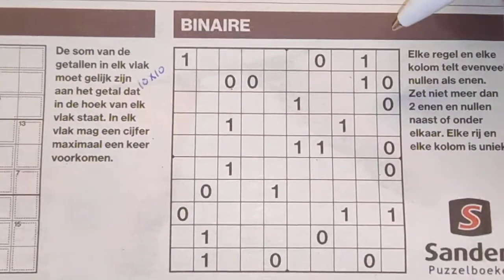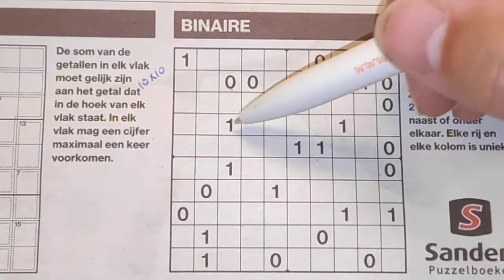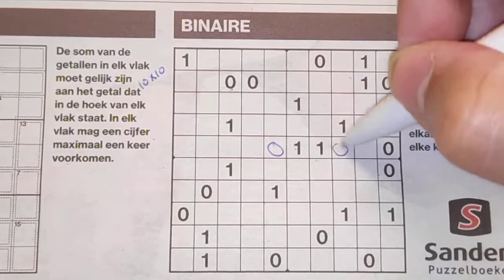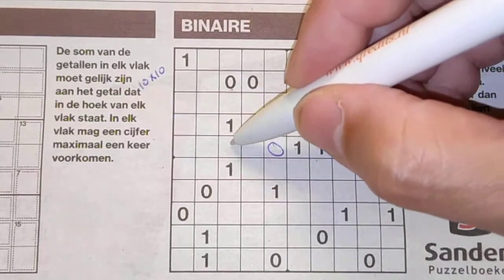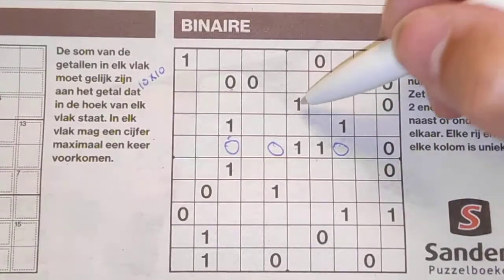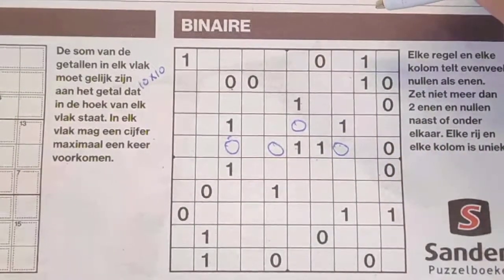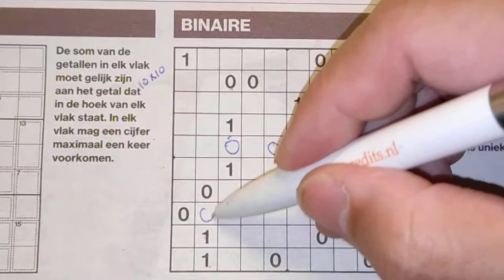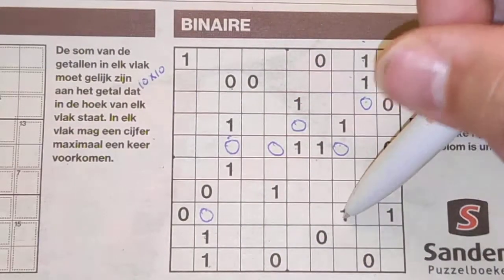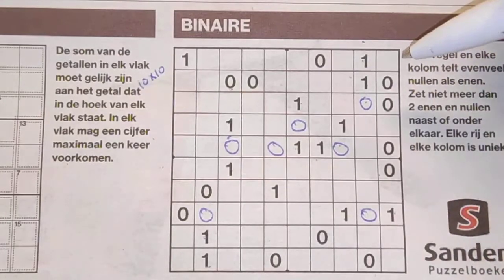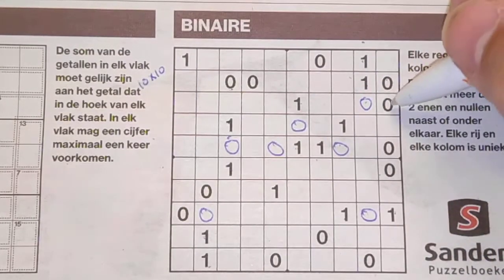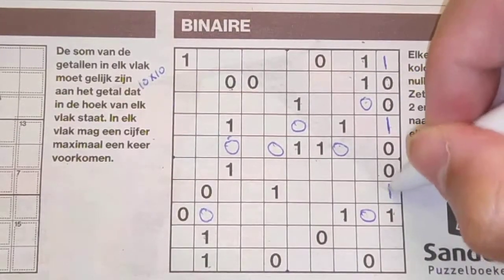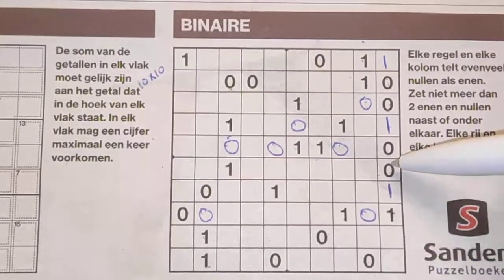Let's get started. We see here a double one, double one here, no, there, no. Between two ones comes a 0. Between two ones comes a 0. Double one here, no, there, no. Double one here, no, there, no. Between two ones comes a 0. Then a double one, double 0 here, and one there, and one. Double one here, and 0 there, and 0.